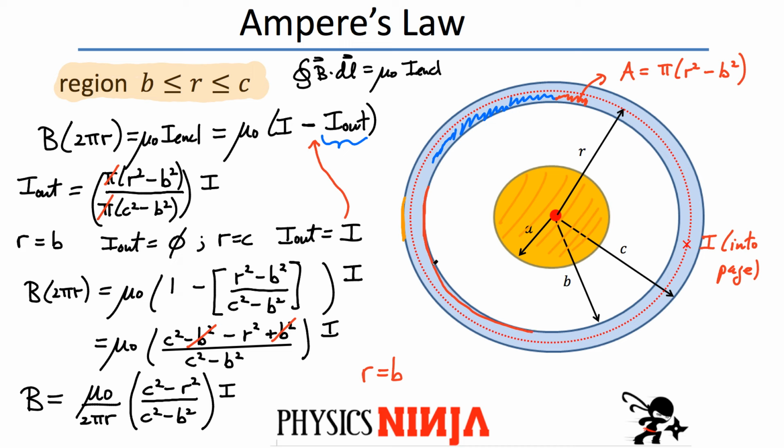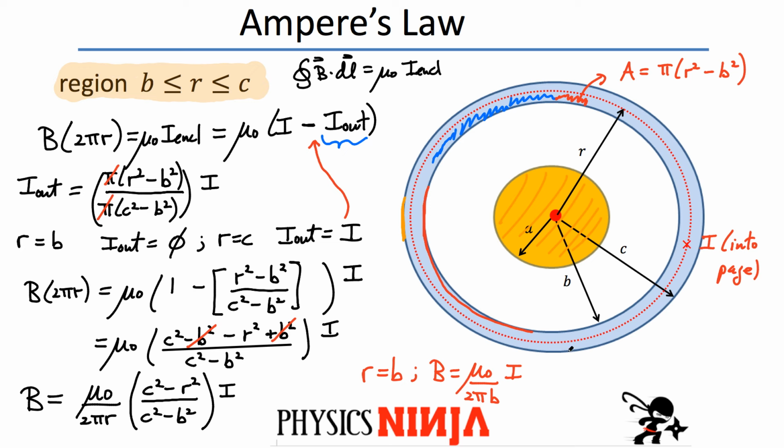That means I wouldn't be enclosing any current in this outer section. So the magnetic field would simply be the magnetic field produced by this interior conductor. So let's have a look at our expression when I substitute r equals b. You notice that this whole term is going to cancel out because it's going to be the exact same. And what you're going to be left with in that limit is that B is simply equal to mu zero divided by 2 pi b, because that's the value of the radius, and multiplied by the current. And that makes sense. That looks exactly like the magnetic field produced by a wire located at the center.